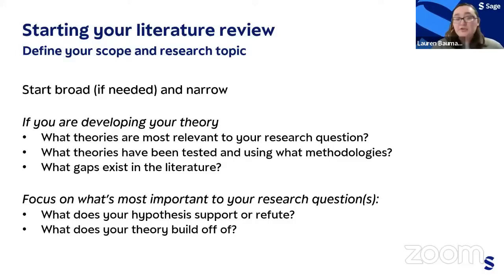Once you have that, as you're doing your literature review, you want to start thinking about how you can help develop your own theory, right? So you're going to ask yourself questions like, what theories are most relevant to your research question? What theories have been tested and using what methodologies? And what gaps exist in the literature, right? So you'll use all of these current texts to help you define your own research question, the methods that you'll use, and make sure that you're answering something relevant to the field.